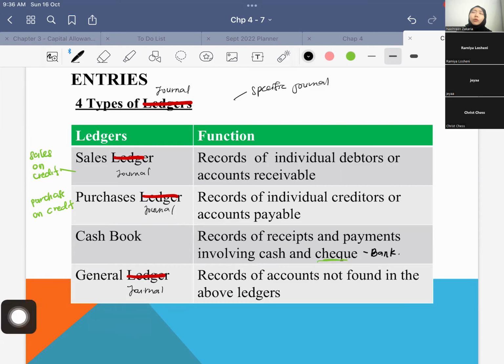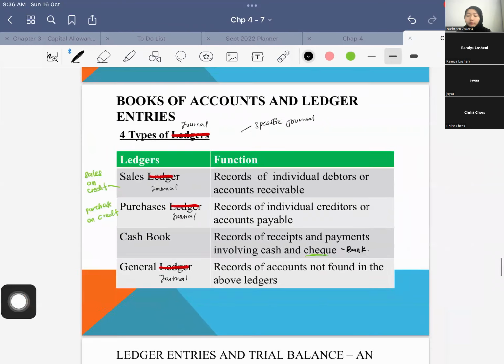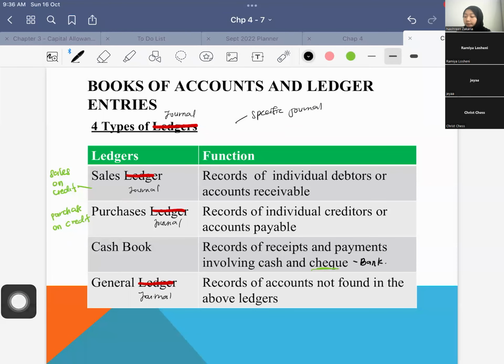Another one is return inward, as we had earlier. Sales return, purchase return. This also will be included under the general journal. It's not related to the sales journal and also the purchase journal, right? So it goes into the general journal. So these are the 4 types of specific journal.